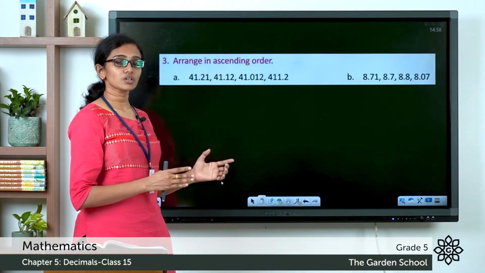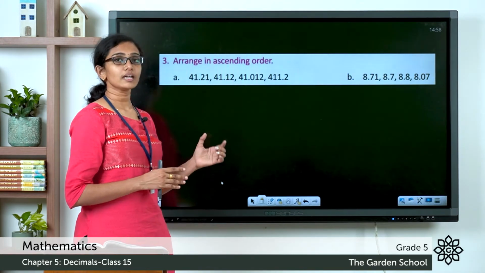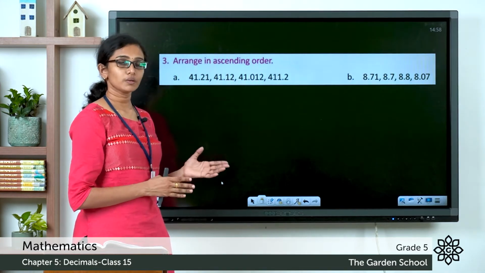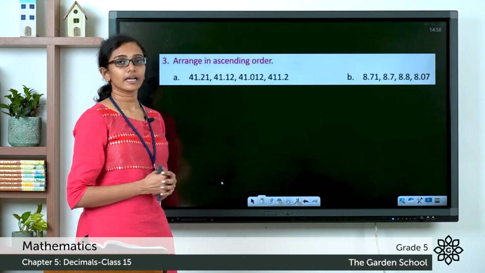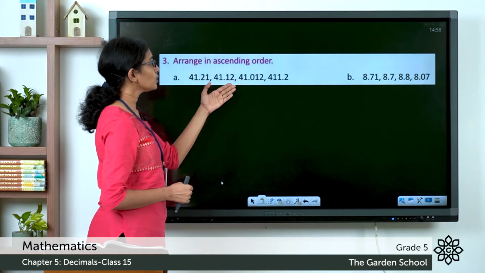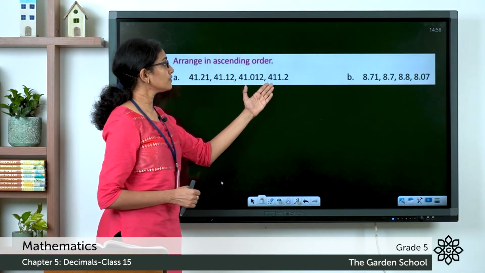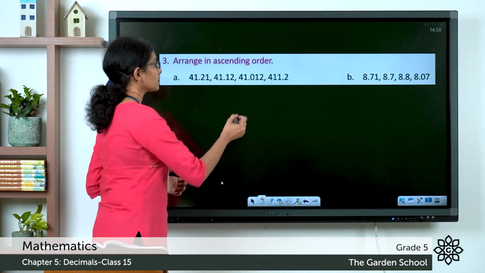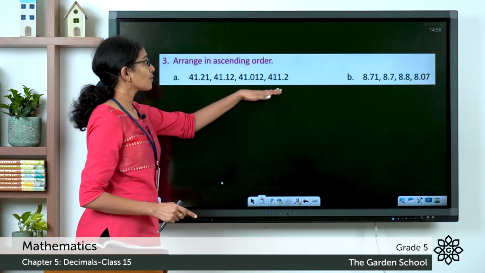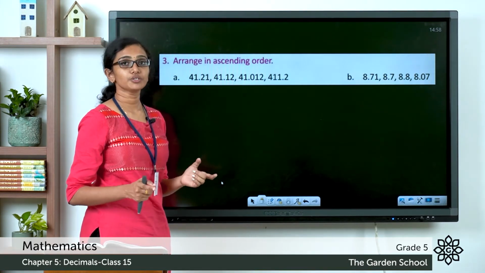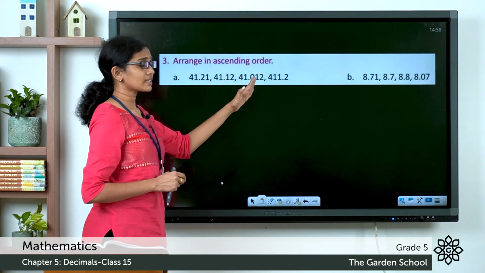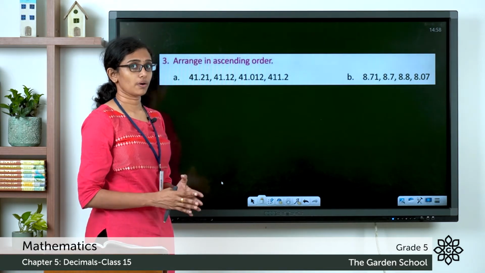You can add zeros to the rightmost end so that the number of digits after the decimal point becomes the same. That way you can convert unlike decimals to like decimals. So here look at the numbers 41.21, 41.12, 41.012 and 411.2. See, this number 41.012 has 3 digits after the decimal point, whereas in the last number 411.2 there is only 1 digit after the decimal point. So this is the number that has the greatest number of digits after the decimal point, which is 3.